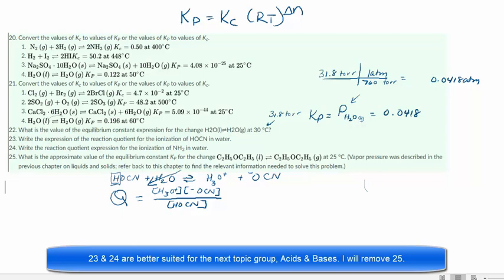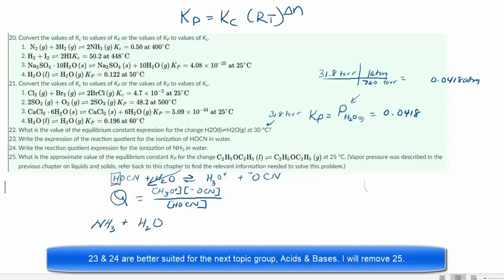Number 24, we're going to write the reaction quotient expression for the ionization of ammonia in water. Now again, I'm not sure I would be asking this at this point. In the next section, absolutely. But I don't think I would ask you this one here. So you can take this information and just hold on to it.